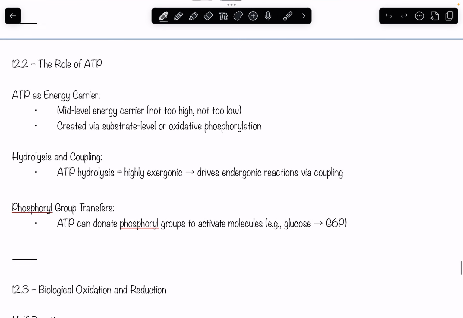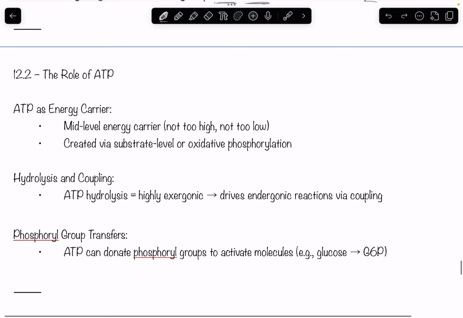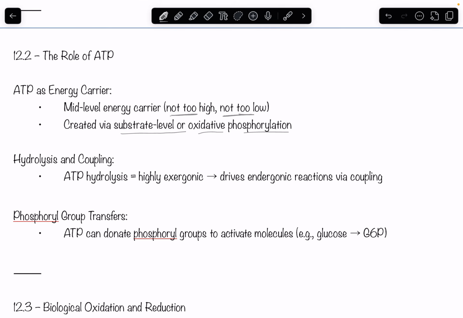Next, let's go over the role of ATP. It's a mid-level energy carrier, meaning it's not too high and not too low. It's created via substrate-level or oxidative phosphorylation. ATP hydrolysis and coupling: ATP hydrolysis is highly exergonic, meaning it drives endergonic reactions via coupling.